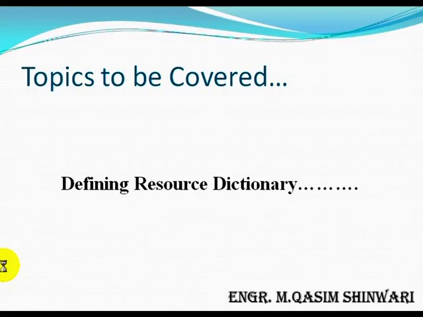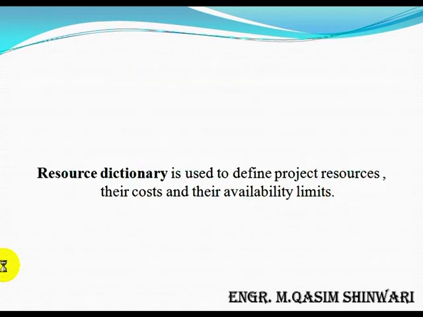In this tutorial we have to define the resource dictionary, and in the next tutorial then we will apply it. What is a resource dictionary? Resource dictionary is used to define project resources, their costs, and their availability limits. We define how many laborers we have, what is the price per unit of a labor or of an architect, carpenter, draftsman, etc. We define all these things in resource dictionary.